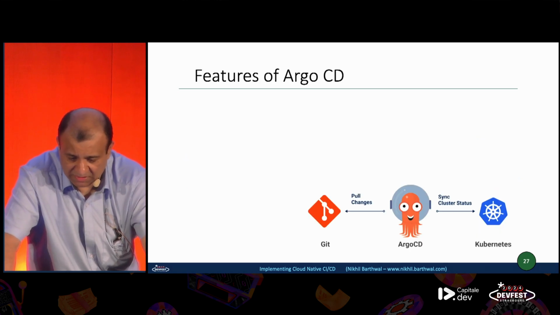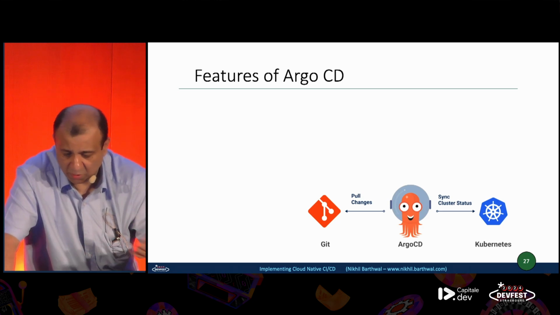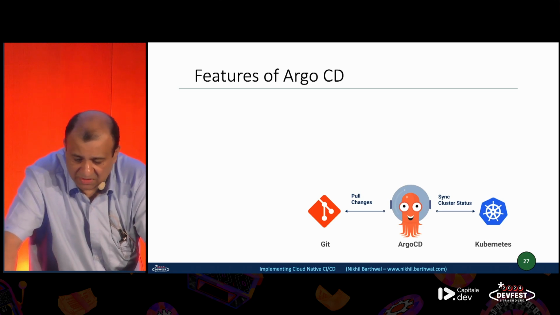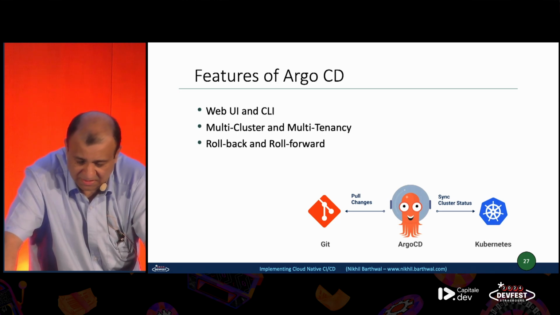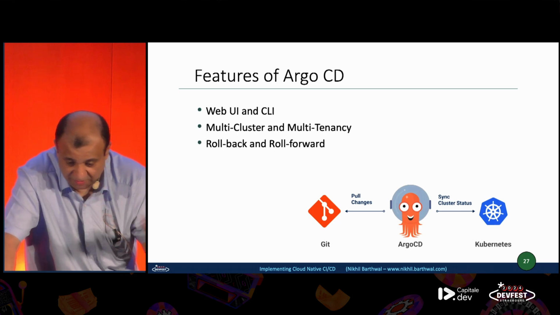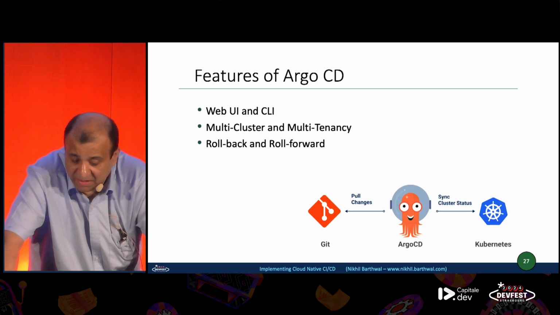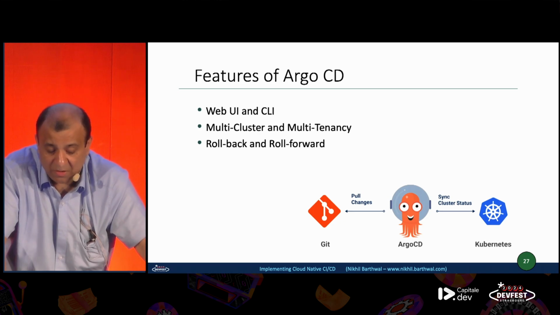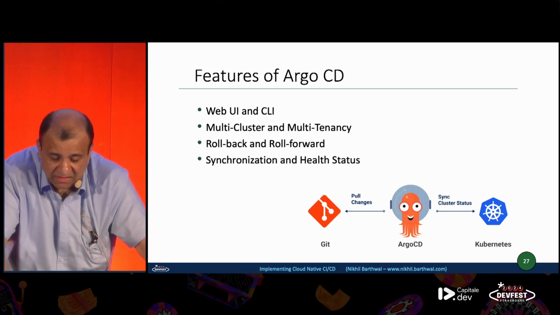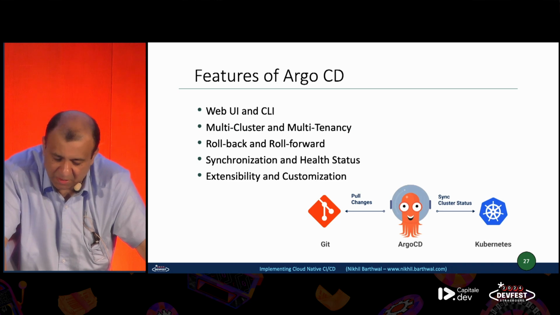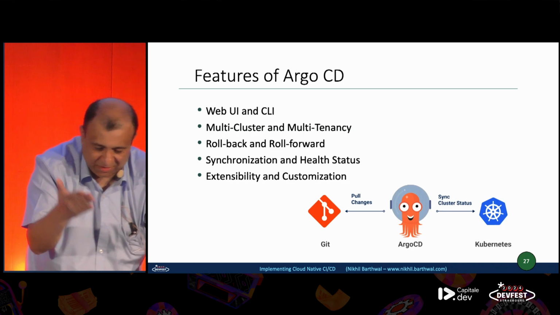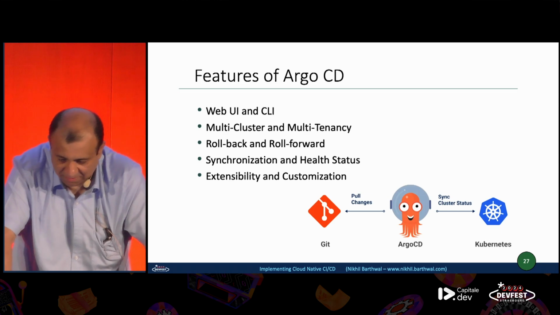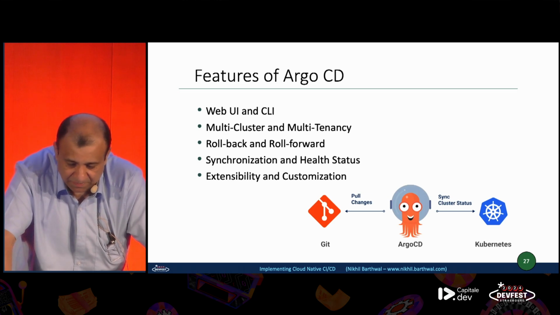Some of the salient features are that you have the Git, pull changes, and Argo CD will sync up with your Kubernetes cluster. It has a web UI and CLI, multi-cluster, multi-tenancy, which is very much what you need in a cloud world. GitOps will give you the ability to roll back and roll forward, and it can synchronize and has health checks. Being an open source tool, it is very customizable. This is also true for Tekton. Tekton actually was designed to be very customizable and extensible in the first place.